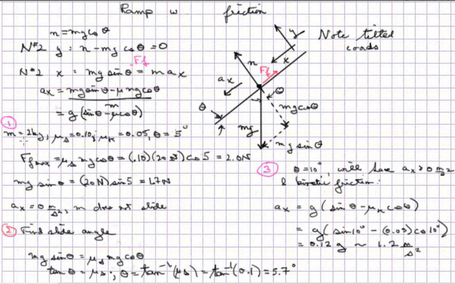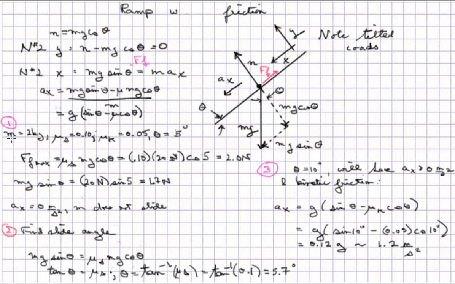Just in summary, what I'm going to do is a case where the angle is shallow enough where m does not slide. Number two, where the angle is just at the cusp of sliding occurring. And number three, where we are at a large enough angle where there's acceleration of m down the plane. So let's start with number one.